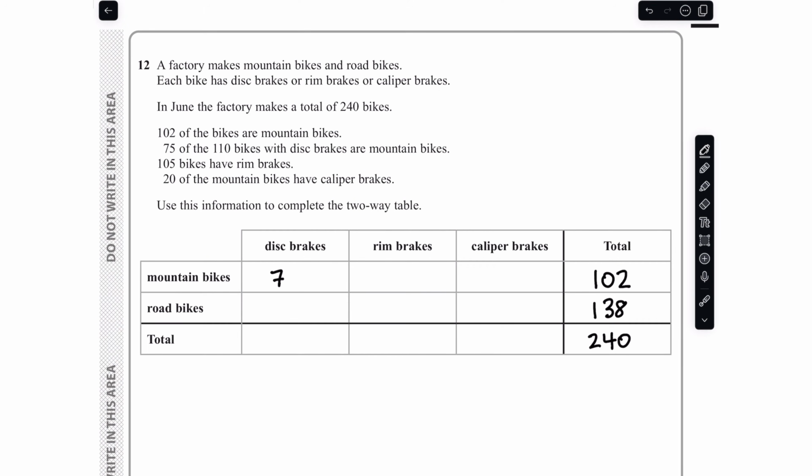75 of the 110 bikes with disc brakes are mountain bikes. So I'm going to put 75 right here. And there are 110 bikes with disc brakes. So I know that this value here is 110. Therefore, to obtain the number of road bikes with disc brakes, I can subtract 75 from 110, and that gives me 35.